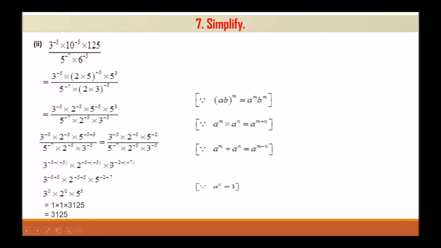We can cut or we can do the subtraction. Both the methods are the same. If we do the subtraction, we will get 3 raised to 0 into 2 raised to 0, that is 1 into 1, and we will get 5 raised to 5, that is 3125. So the answer is 3125.